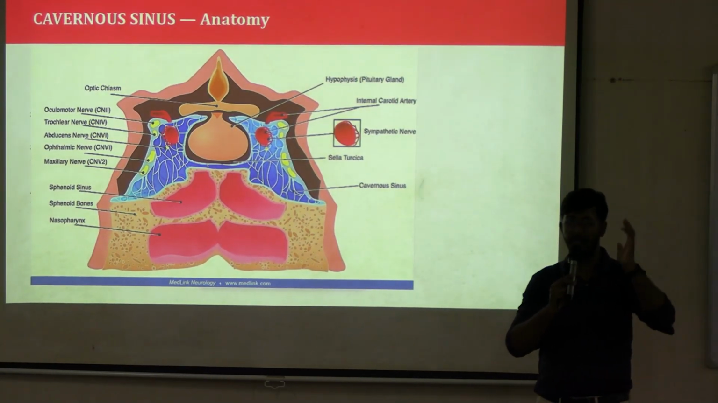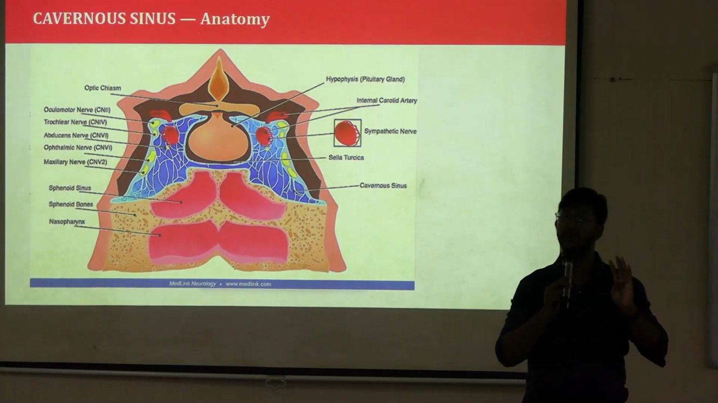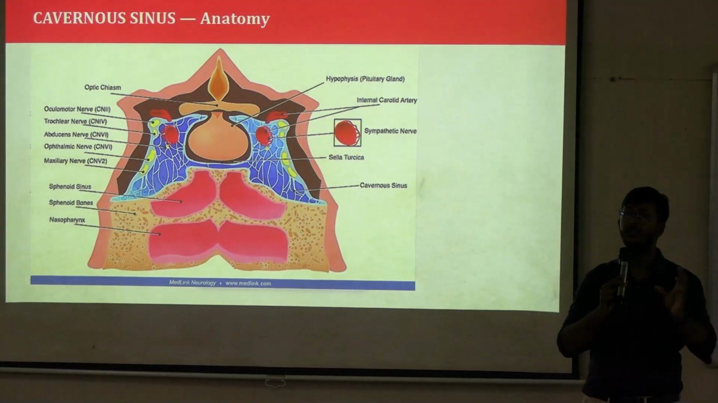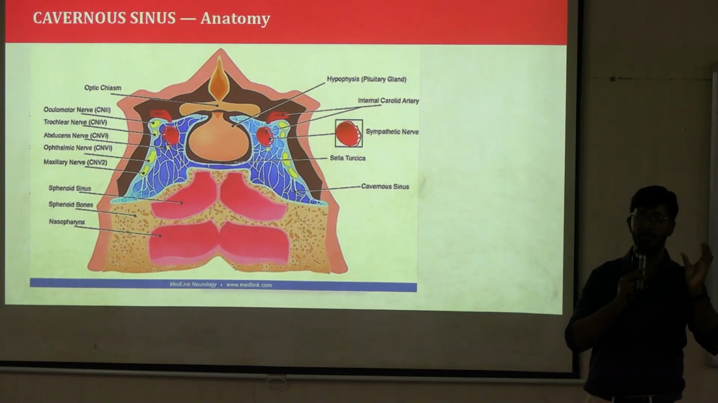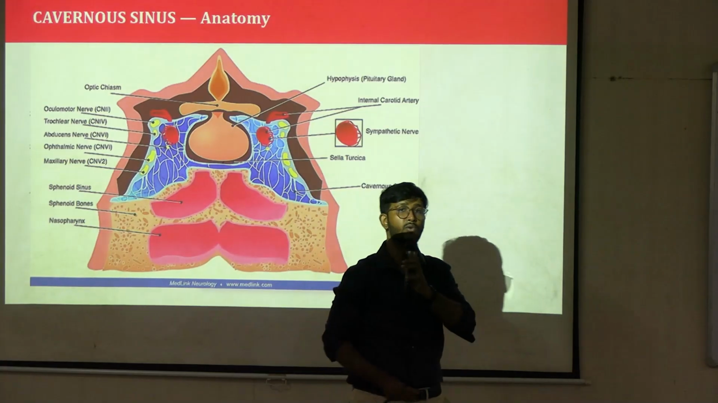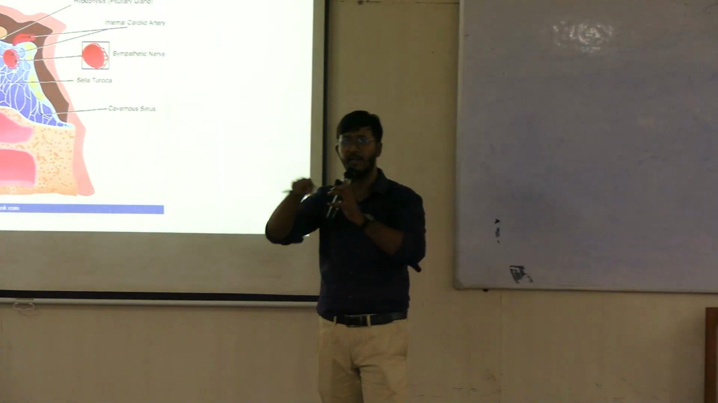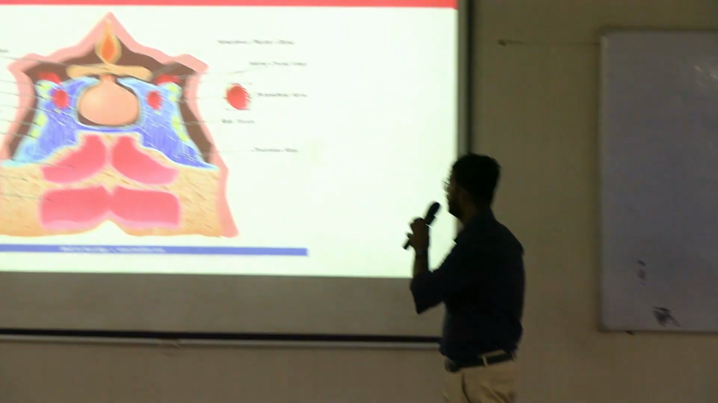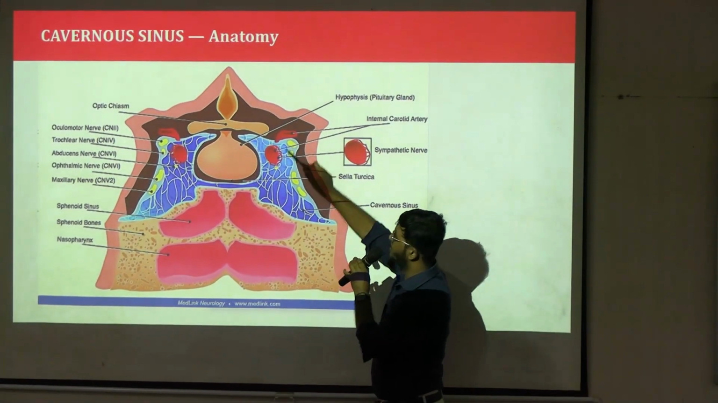Now going straight into the main thing. This cavernous sinus has many major nerves. Among them, in the flesh of the cavernous sinus, we have the sixth cranial nerve. See, this is the sixth cranial nerve. This sixth cranial nerve is located in the main flesh of the cavernous sinus. And in the adjacent lateral wall, you have some other nerves.